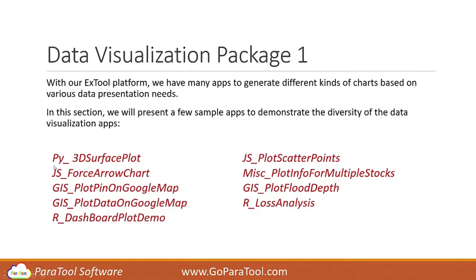The first app uses Python to create 3D surface plots. The second one uses JavaScript to create force arrow interactive charts. The third uses a geographic information system to plot pins on Google Map. Or we can use this geographic information system to plot many other data on Google Map as well. And we can use R to show dashboard type plots for the data in statistical applications. And we can use JavaScript to plot scatter plots, scatter points.